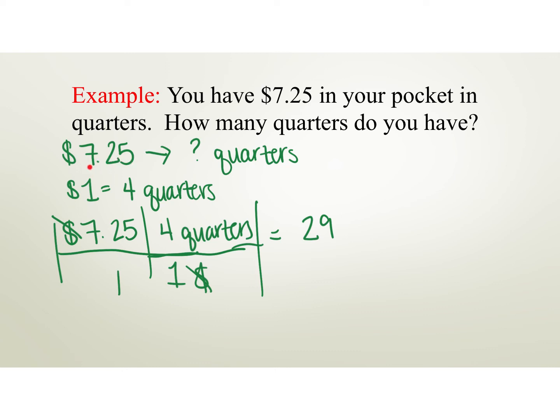7.25, we're going to say is exact, right? Like, you have 7.25, that's an exact number. So we don't worry about sig figs. And then $1 is equal to 4 quarters is a definition, so we don't have to worry about sig figs. And that makes sense because if you have $7.25, you have exactly 29 quarters. There's no rounding. Okay, so 29, and then what am I missing? Units, so make sure you have a unit.